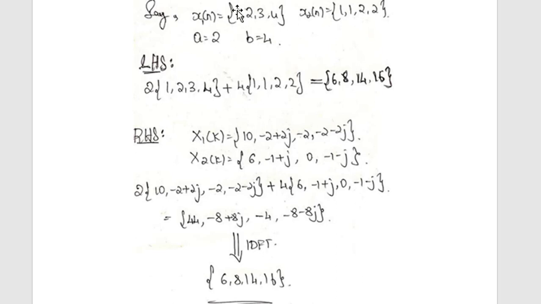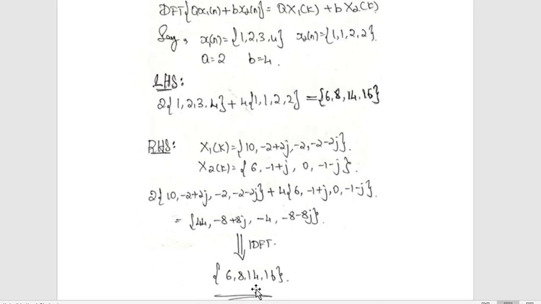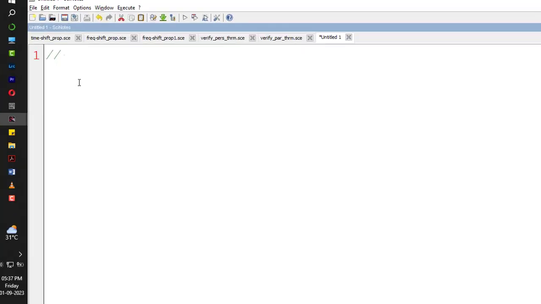And if you evaluate the right hand side, we need to take 4-point DFT of x1 of n, which is x1 of k, and x2 of n, which is x2 of k. And these are the values we get. Now, if we evaluate a times x1 of k plus b times x2 of k, we get 44, minus 8 plus 8j, minus 4 and minus 8 minus 8j. Now, if I take inverse DFT of this sequence, I should get back my time domain sequence, which is 6, 8, 14, 16. Here, 6, 8, 14, 16. We'll verify it in Scilab now.